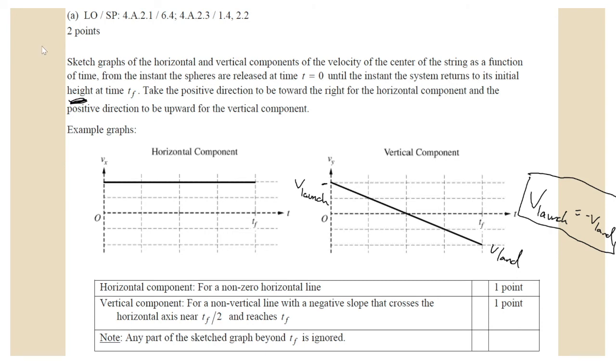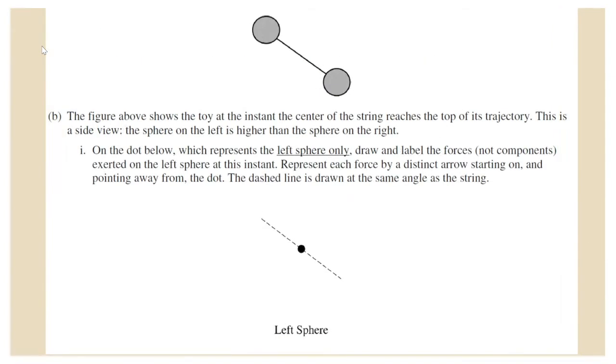All right, and just to finish this thing up, let's move on to the last part, part B. This one has 3 subparts, but they're all pretty quick. It says here, the figure above shows the toy at the instant the center of the string reaches the top of its trajectory. This is a side view. The sphere on the left is higher than the sphere on the right. It says on the dot below, which represents the left sphere only, draw and label the forces, not components, exerted on the left sphere at this instant. Represent each force by a distinct arrow starting on and pointing away from the dot. The dashed line is drawn at the same angle as the string.